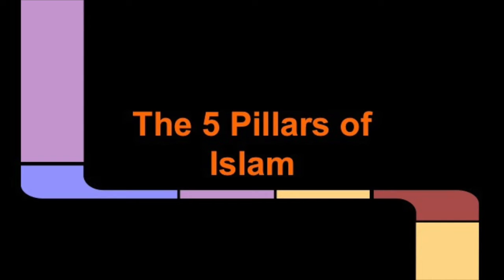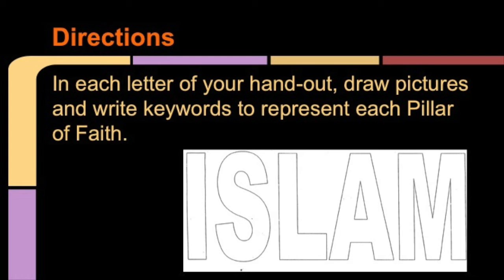The 5 Pillars of Islam. For this assignment, you will use the handout that looks like the word Islam, and you will draw pictures and write keywords to represent each pillar of faith of Islam inside the letter. So for instance, in the letter I, you will write the keywords and pictures that represent the first pillar of Islam. The second pillar will go in S, the third pillar will go in L, and so on.